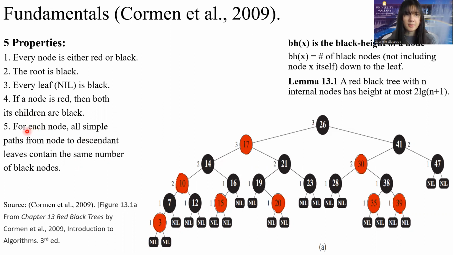We also need to keep in mind that all paths contain the same number of black nodes. So this is something that I call the black height, which is the number of black nodes, not including node X itself, down to the leaf. We also have a lemma, and the lemma says a red-black tree with n nodes has a height of at most 2 log(n + 1).